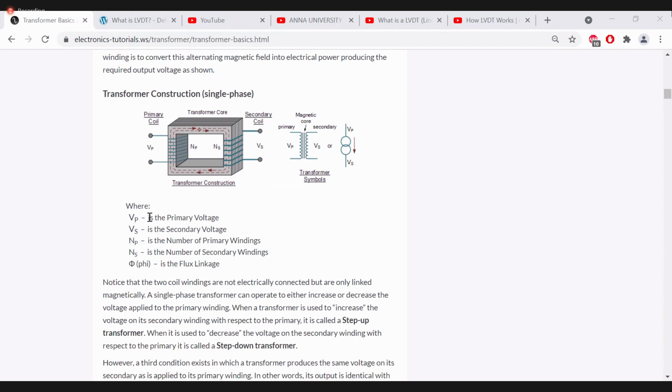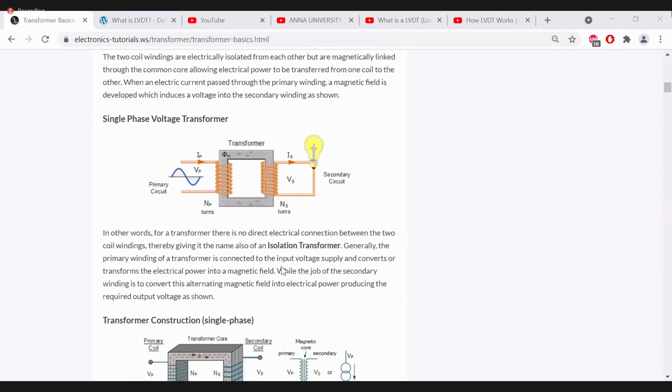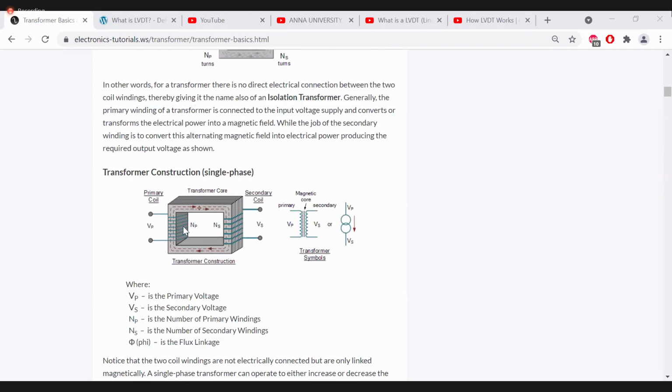Primary voltage is called Vp, secondary voltage is Vs, number of turns in the primary coil is Np, number of turns in the secondary coil is Ns, and the flux linkage is phi. This is the construction and this is the symbol of the transformer. If you observe here, students, the number of turns in the primary coil is equal to the number of turns in the secondary coil in this figure and in this figure.